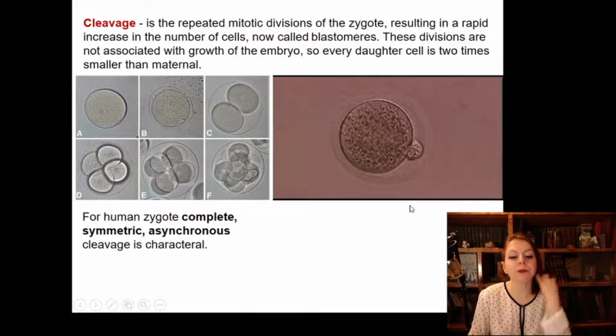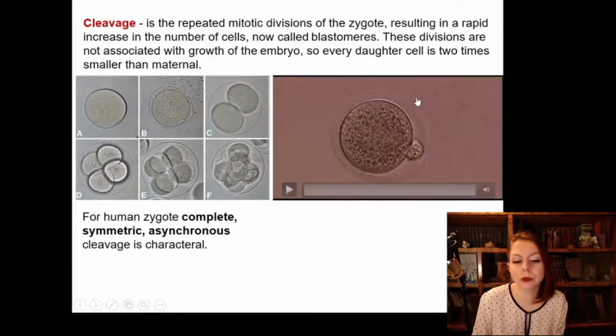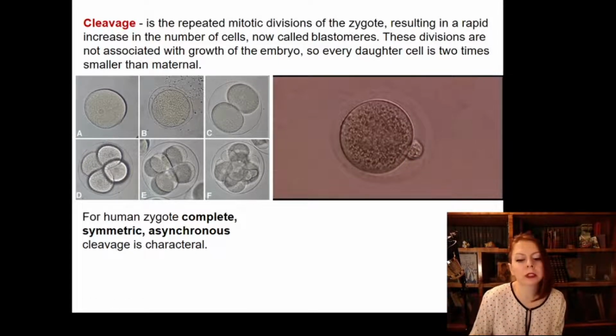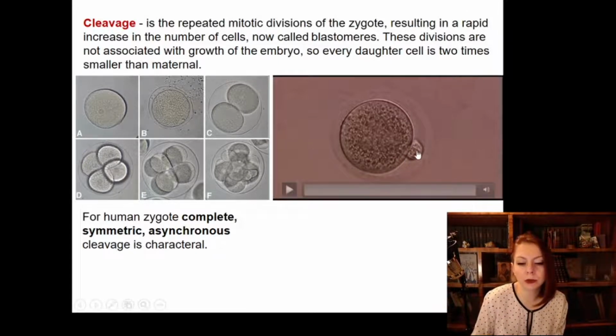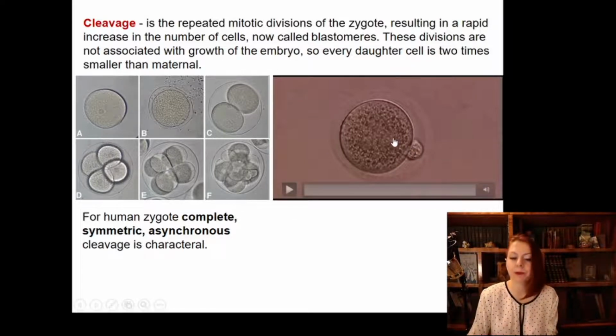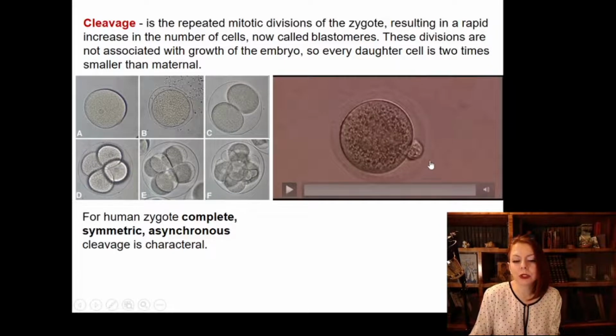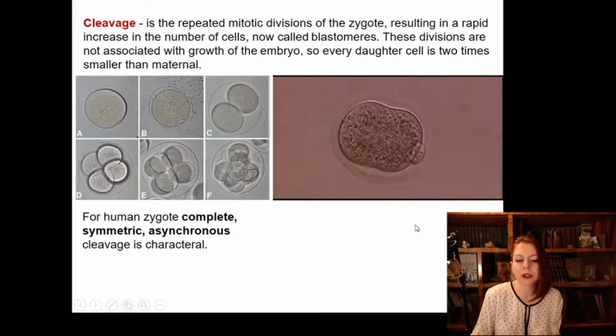And here notice that this is the zygote and this is the polar body. There could even be several polar bodies. The polar body is the small cell which is formed as a result of meiosis. It contains only maternal chromosomes, but it doesn't participate in the development, okay? And the zona pellucida, which is now called the fertilization membrane, surrounds the embryo up to the moment of implantation.